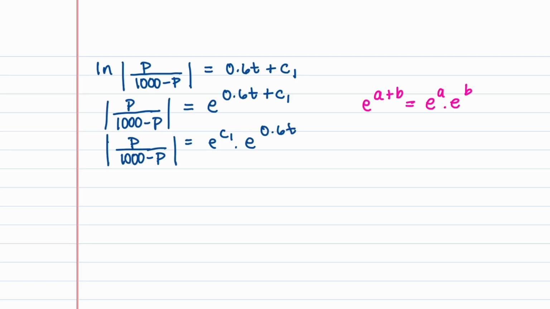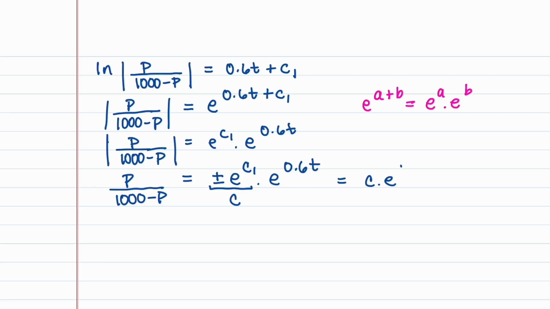Now we need to get rid of the absolute value. So we're going to introduce a plus or minus, and I'm going to pull that to the right-hand side. On the left then, we just have P, all divided by 1,000 minus P. And then on the right, there's our plus minus e to the C1 times e to the 0.6t. Let's make this easier, and let's assign plus or minus e to the C1 to just be c. So we can rewrite our right-hand side as c times e to the 0.6t.